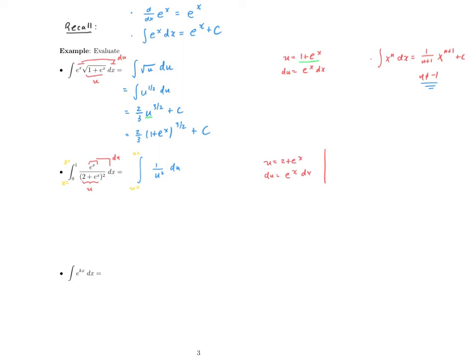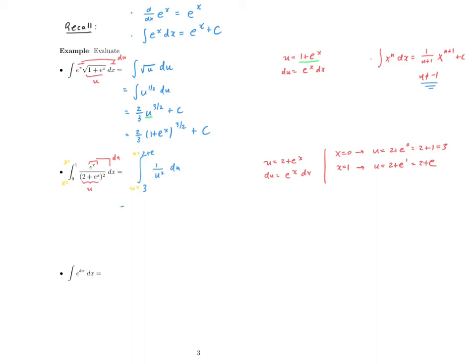So if x is equal to 0, the lower limit of integration, u is equal to 2 plus e to the 0, which is 2 plus 1, or 3. The upper limit of integration, x equals 1, becomes u is equal to 2 plus e to the 1, which is simply 2 plus e. And note, 2 plus e is a number and perfectly reasonable for us to work with.